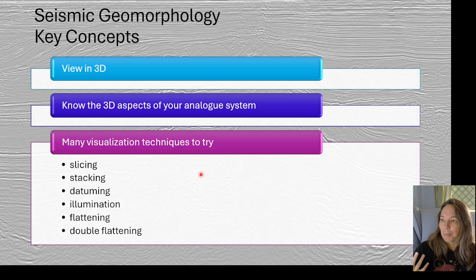And so just some key concepts to wrap up here. Of course, we want to view in 3D. We want to look at the time slice, horizon slice, map view, as well as the vertical view. So the inline, cross line, arbitrary line. In this case, when you're doing seismic geomorphology, you really want to do some research and have a good understanding of your analog system, so that you know the different aspects that you may want to search for in the seismic data.